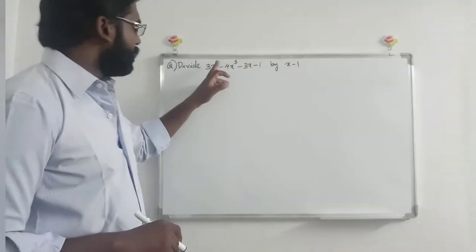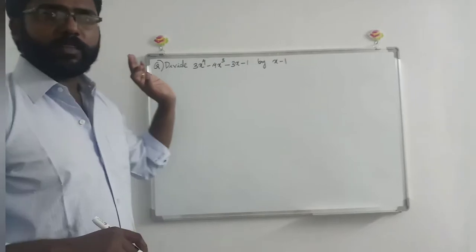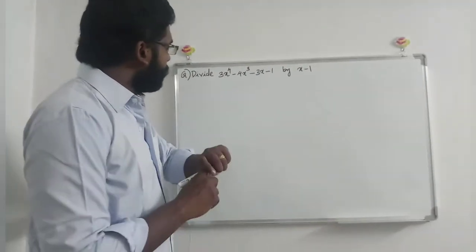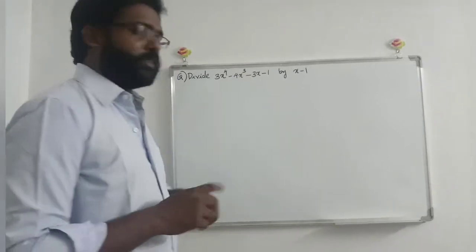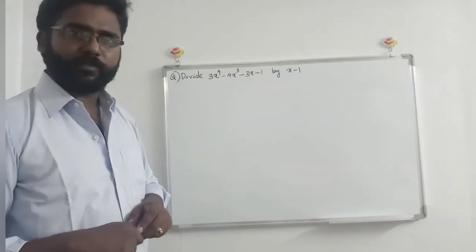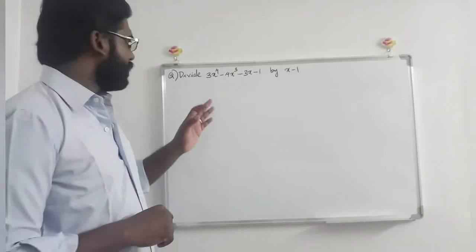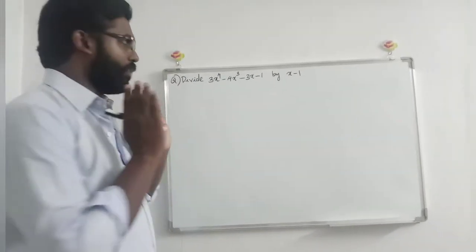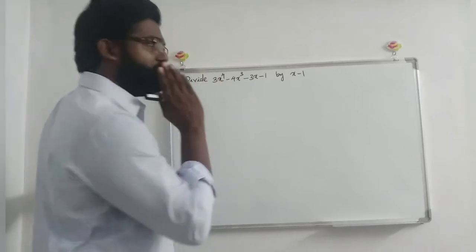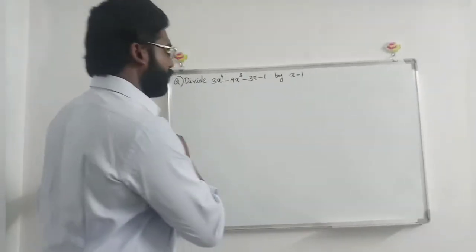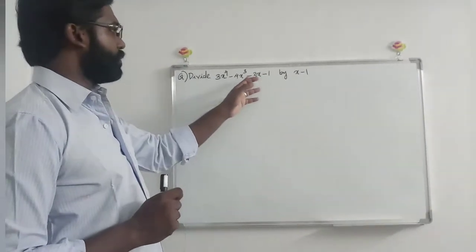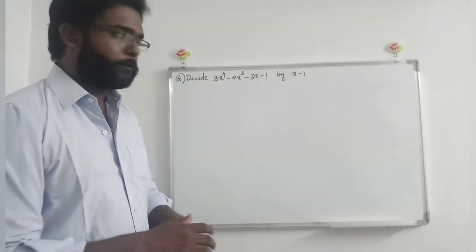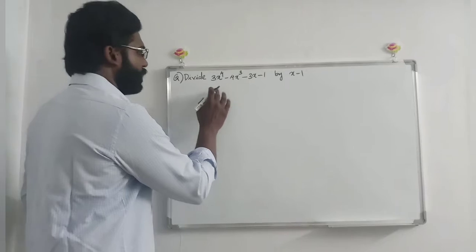Here, the 4th degree term is here, the 3rd degree is here, but the 2nd degree term is not there. At first, in long division, you read the question carefully. First, you check that all the terms are there: constant term, 1st degree term, 2nd degree, 3rd degree, 4th degree. Then you write it in standard form.